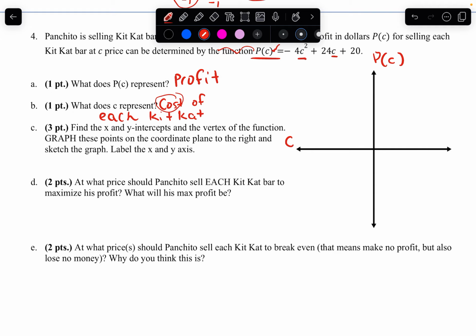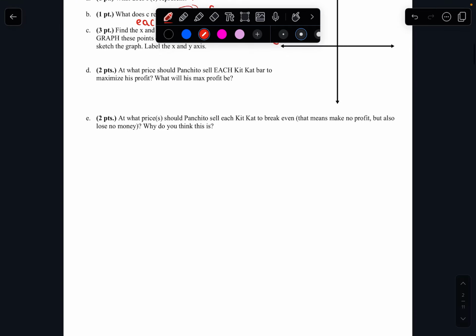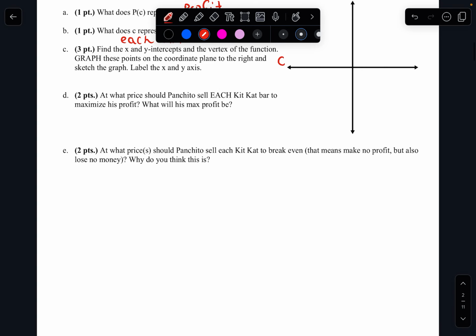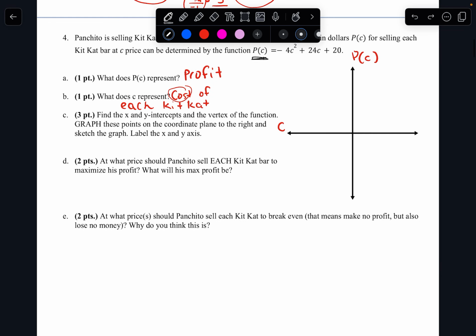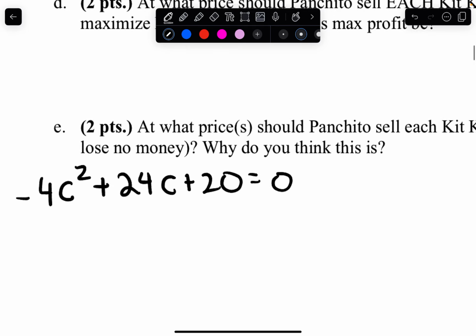Find the x and y intercepts and the vertex of this function. I'm going to find the x-intercepts first. I'm going to do this by rewriting the function that was given to us in standard form and set it equal to 0. Why? Because we're trying to figure out what the x-intercepts are, and the x-intercepts will be located somewhere here, which is when our profit is 0. So negative 4c squared plus 24c plus 20. Set that equal to 0.